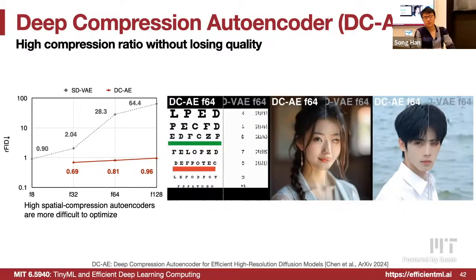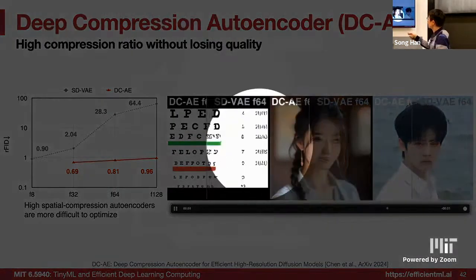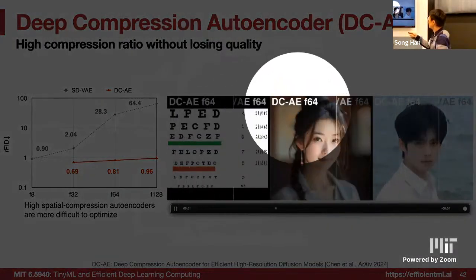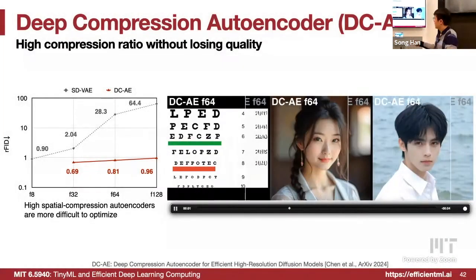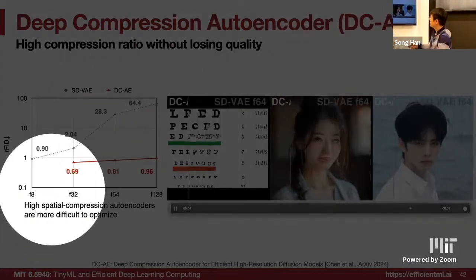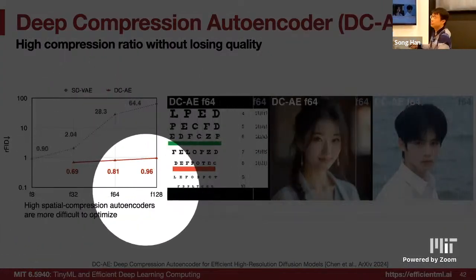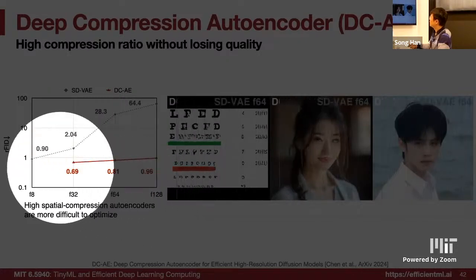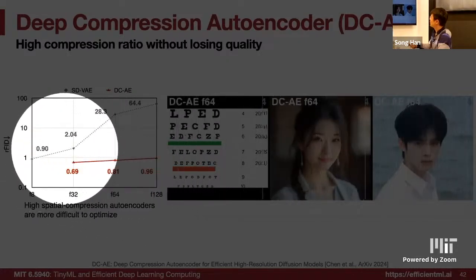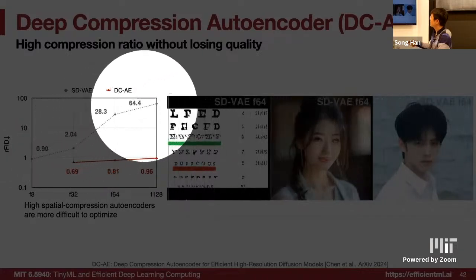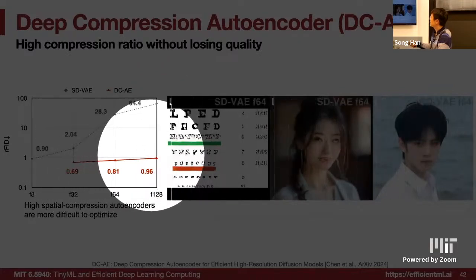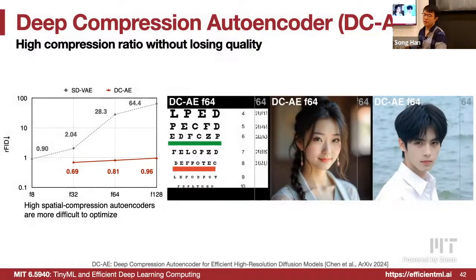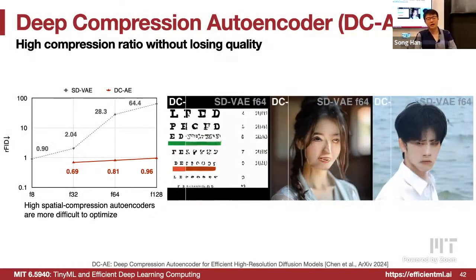However, this is not straightforward. With a naive approach, for example, SDVAE under 64 times compression, the quality is very poor. But using deep compression VAE, the quality is much better. On the left-hand side, we are comparing the compression ratio. The higher the compression ratio, the more preferable, but the harder. For the baseline method, SDVAE, the FID deteriorates very rapidly. But the deep compression autoencoder stays very stable, even given a 128 times compression ratio.